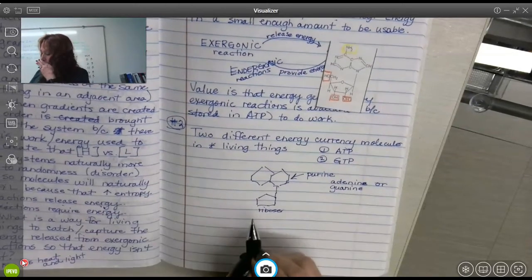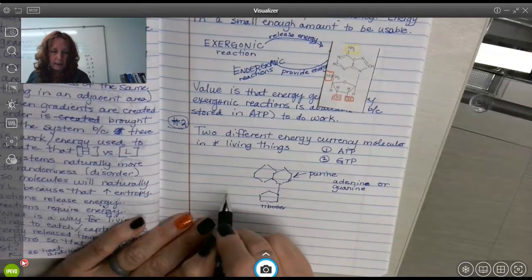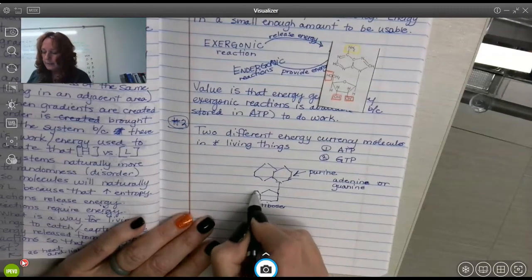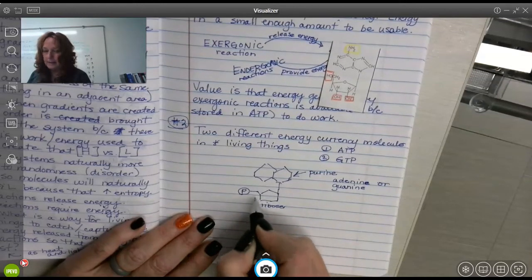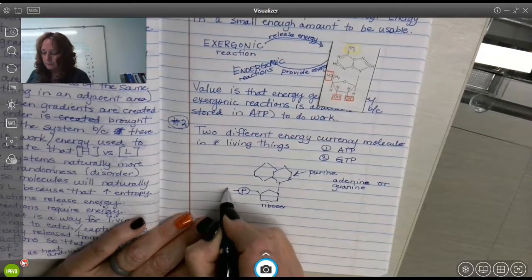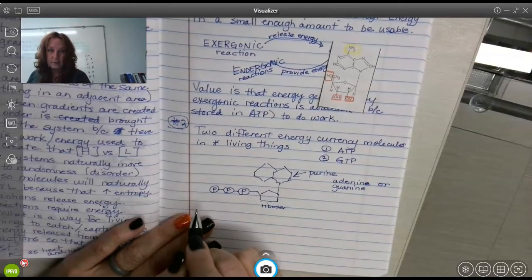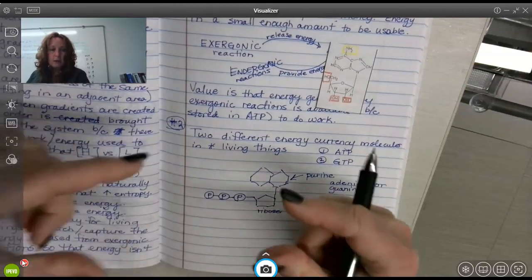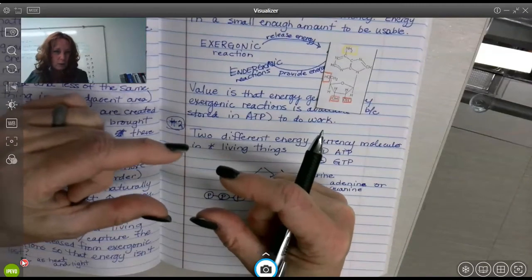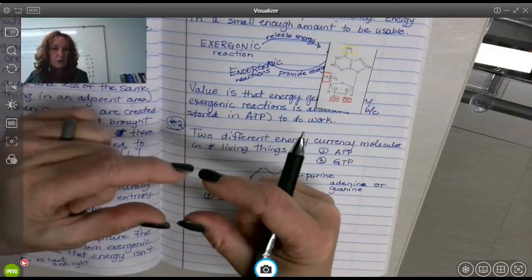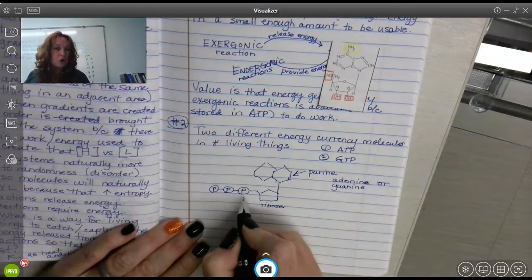And then the actual energy collecting, storing part comes in the 3 phosphate groups that are attached to this sugar. So if you've ever played around with magnets, which I know you have, and you put like sides together, you know how they fight you. Depending on how strong the magnet is, you literally might not be able to put them together. These phosphate groups have a charge.